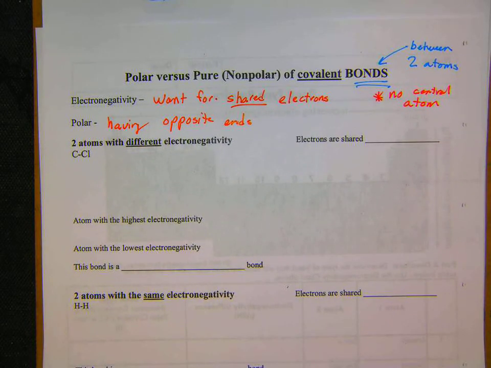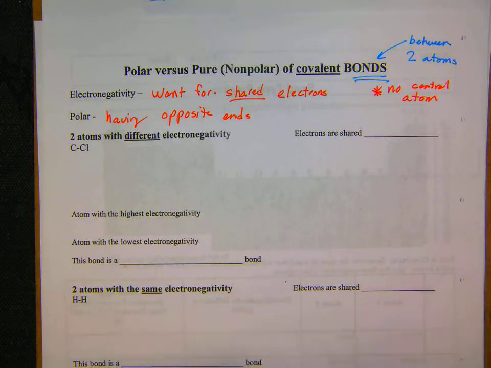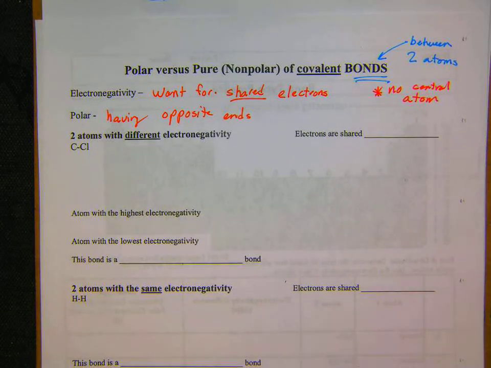So if I have two atoms and they have different electronegativities, they're going to have opposite ends because one's pulling stronger. Now, according to the periodic table, which element has the strongest electron affinity or electronegativity? Who really, really wants the electron the most? Fluorine. So any element that's near fluorine is going to want that electron the most.